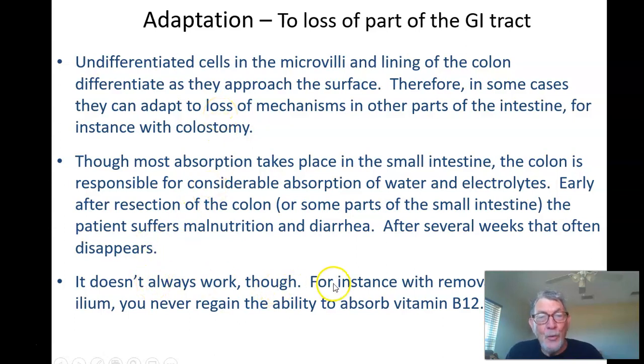Some things, though, that won't work, you can't really absorb B12 if you remove the ileum. Remember, the ileum, B12, and bile, that's a primary job of the ileum, is to absorb that. If you remove the ileum, you're going to have to take B12 shots the rest of your life.